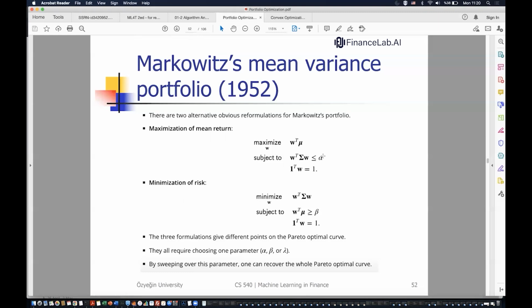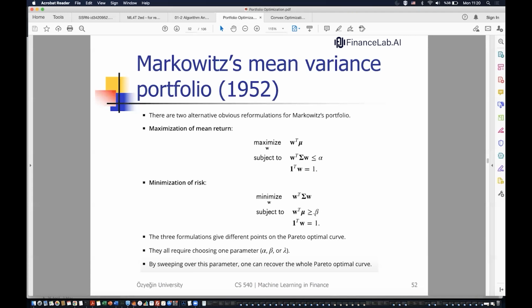And again, another thing is minimization of the risk. So in this case, we can minimize the risk, assuming that we want to expect a return higher than beta. So we think that basically we want our return to be more than beta, then we can just minimize the covariance and add that the return should be greater than beta as a constraint. And in this case, again, these are all similar formulations.